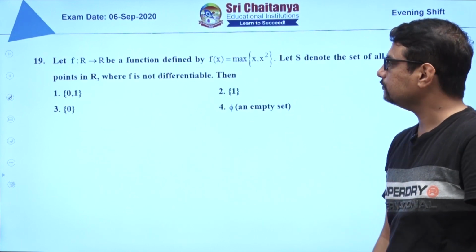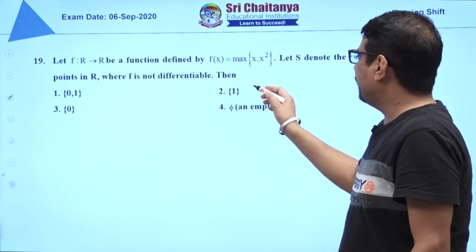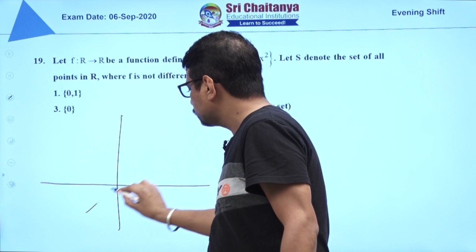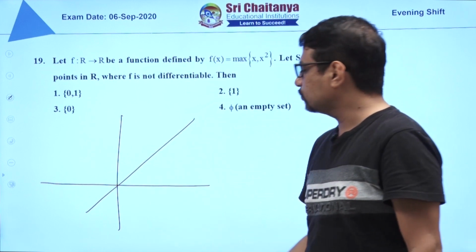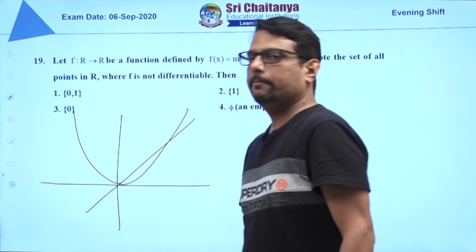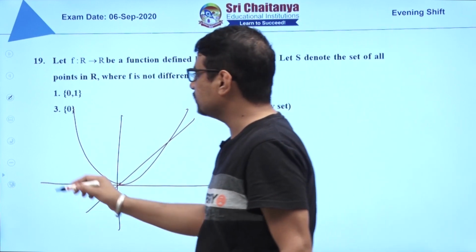Next question, 19th. Best to be solved by a graph. Max of x comma x square. What is x graph? Y is equal to x graph is this. What is x square graph? X square graph is this. Max of these two. Max of these two means whichever is maximum.